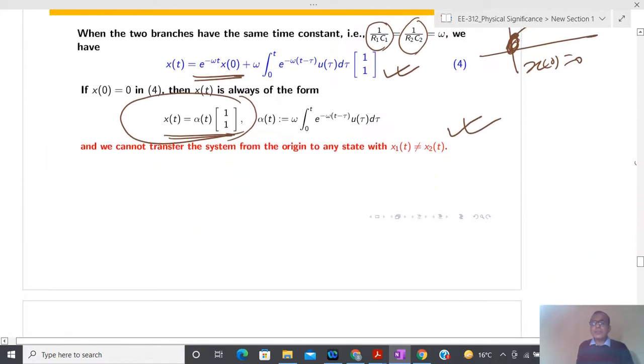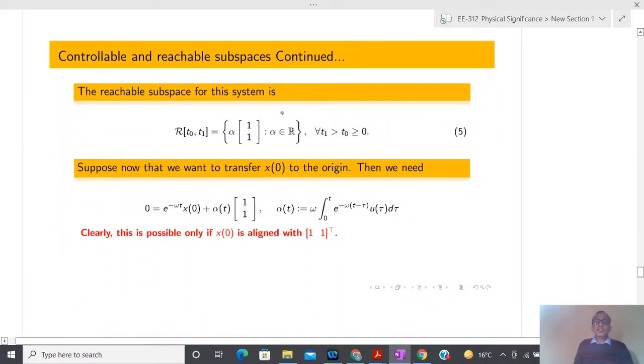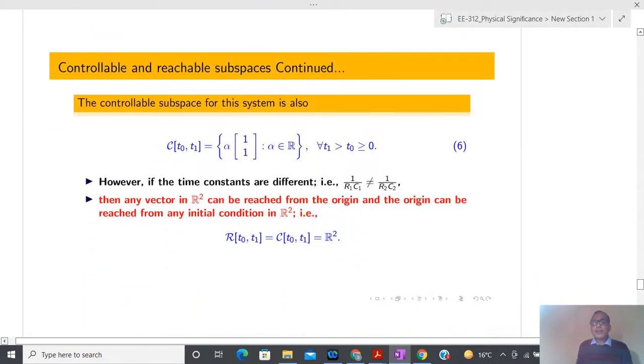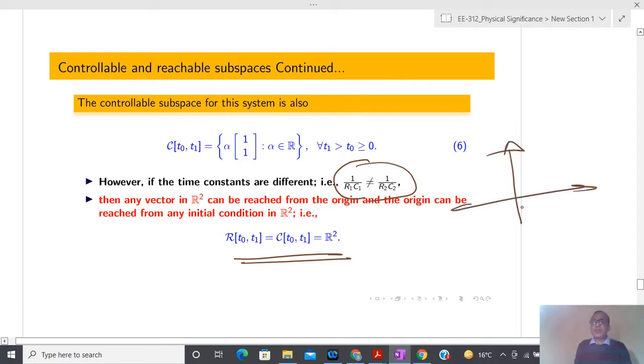Now let us come to controllability. In controllability, you just have to put the final state equal to 0. Again a similar kind of restriction comes into picture. It means that if you want to span the whole space, you have to make sure that the time constants of these two circuits are different. Then only can I move in the whole space, where each component is continuous, or the whole subspace, you can say.